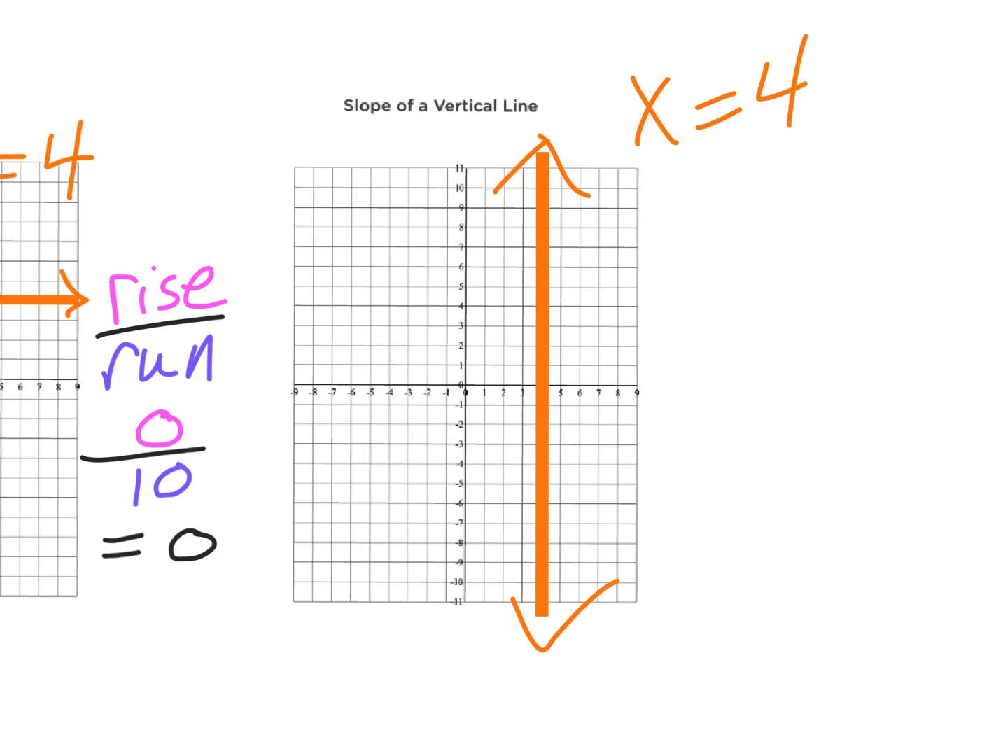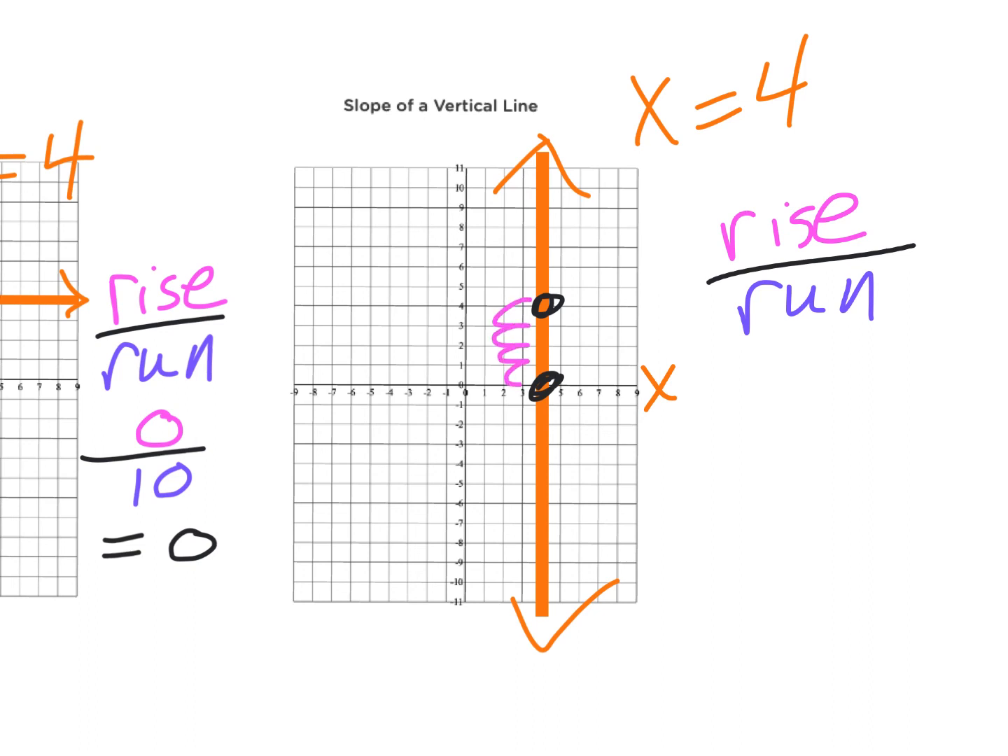Last example is the slope of a vertical line. Again, a review from our previous unit. This is going to go through the x-axis at x equals 4, which is why the equation is x equals 4. And in order to find the rise and the run, I'm just going to choose two coordinates that hit in a corner. So I'm going to choose those two. Well, my rise in this case is going to be 4, and my run in this case is going to be 0 because there is no change from left to right.